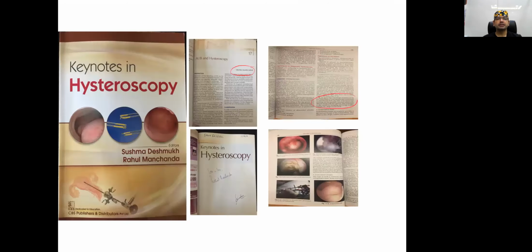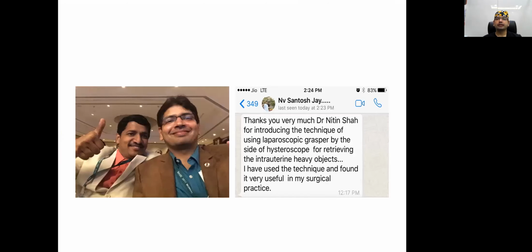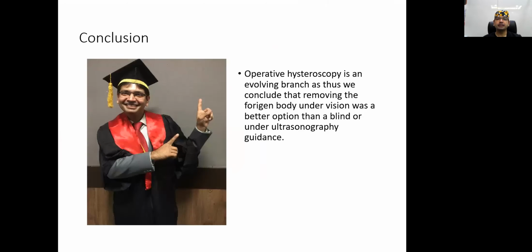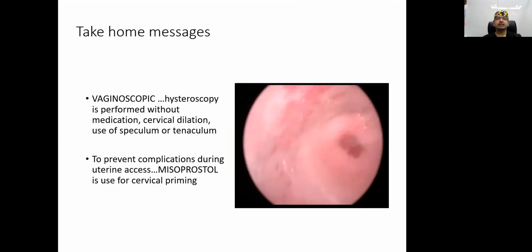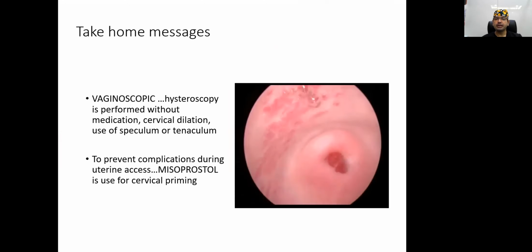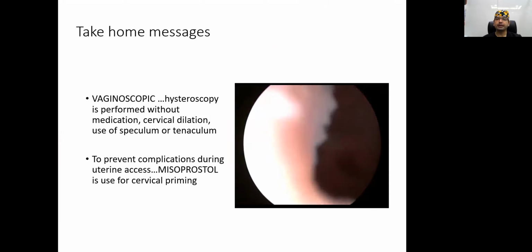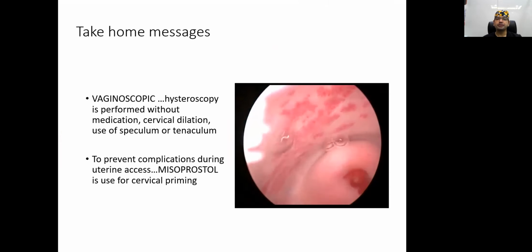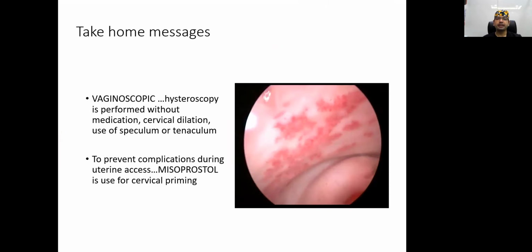This case is also published in a journal and it's entered into the keynotes in a hysteroscopy textbook, and the procedure is reproducible, and has got feedback from many of my colleagues. So the take home message is vaginoscopic technique is here to stay, and one should not use dilatation or use speculum, volsellum. One can use misoprostol for cervical ripening.